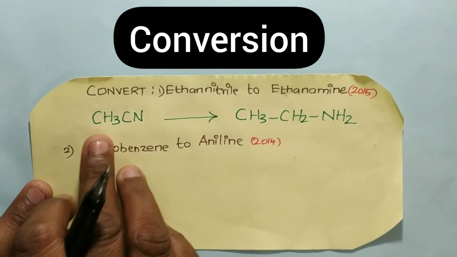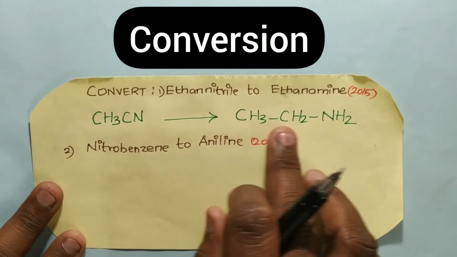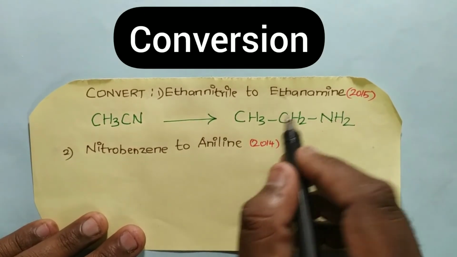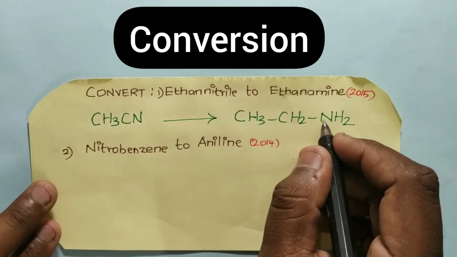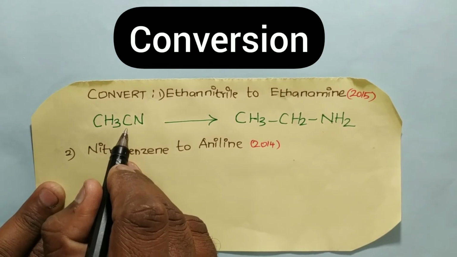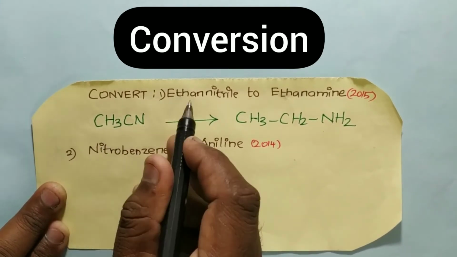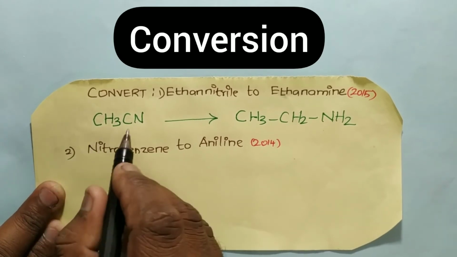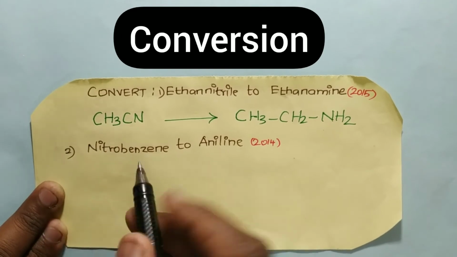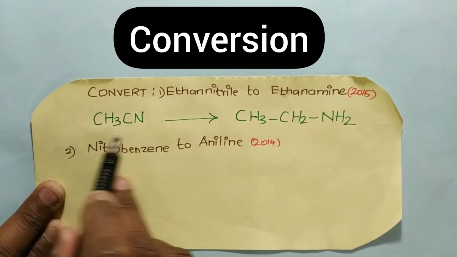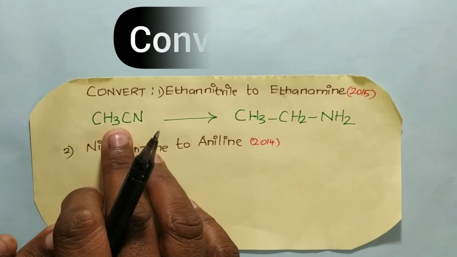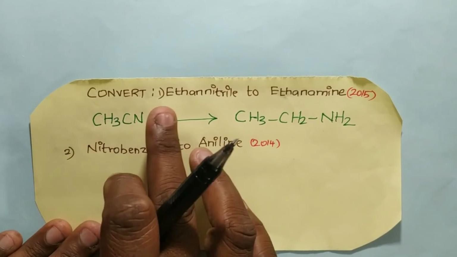So ethanenitrile contains 2 carbon atoms, and here also 2 carbon atoms in ethanamine. Here one CH3 is there, along with that the CN group is there, so we have to include this carbon also for naming ethanenitrile. You should not write CH3, CH2, CN; that is not ethanenitrile, that is propanenitrile. Ethanenitrile means 2 carbon atoms in total, inclusive of the CN group. The CN carbon also you have to include.